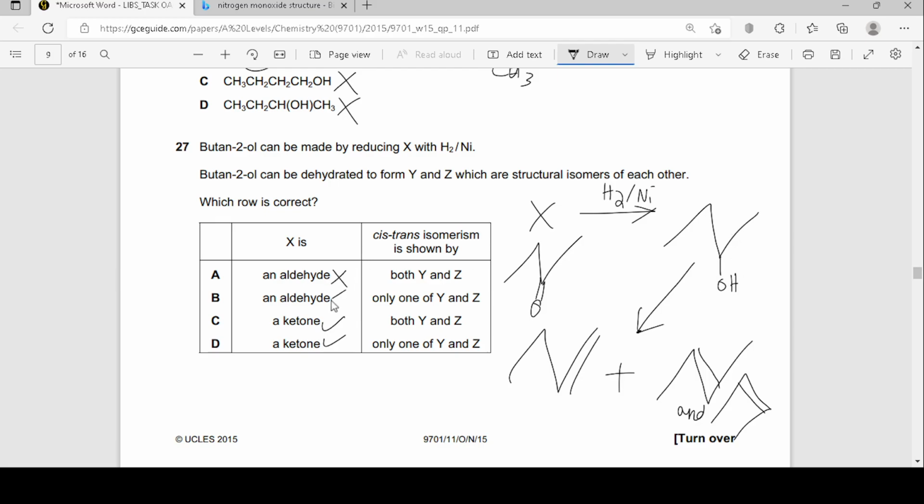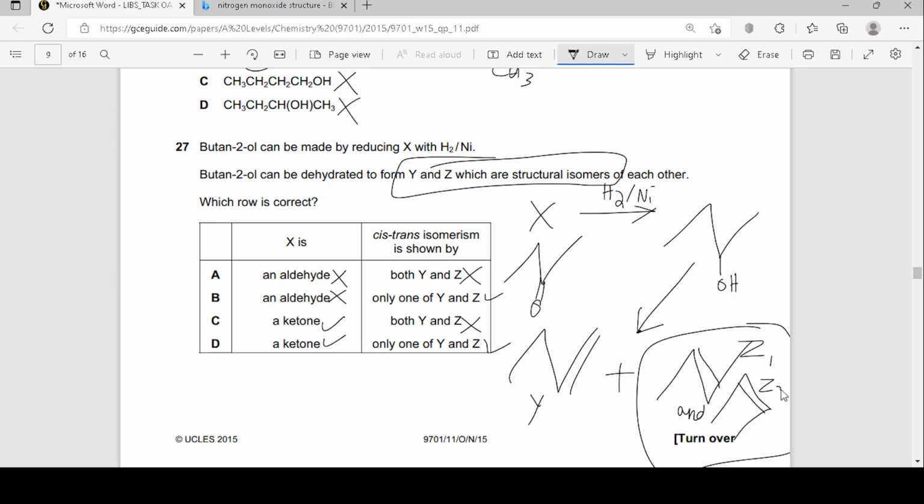Then you have the OH. And then cis-trans isomerism is shown by both Y and Z. Y and Z are structural isomers of each other, which means, for example, this is Y and this is Z. Saying cis-trans isomerism is shown by both Y and Z is wrong. It's shown by only Z in my example, which means only one of Y and Z. And so you could say Z1 and Z2, right? So my answer is D.